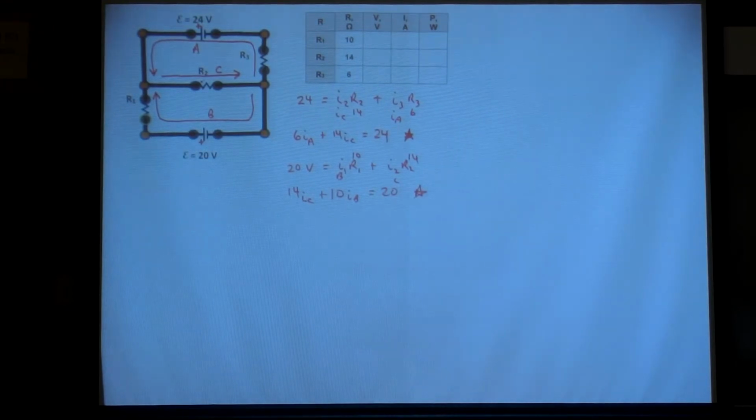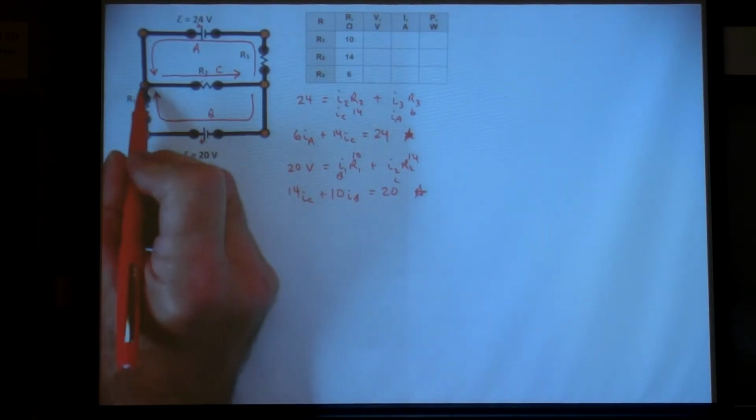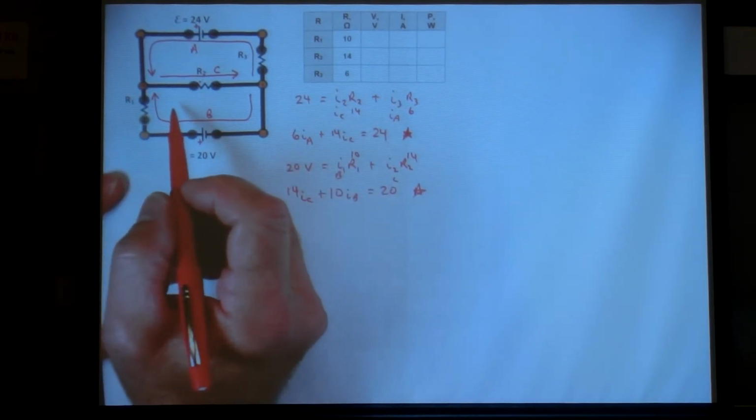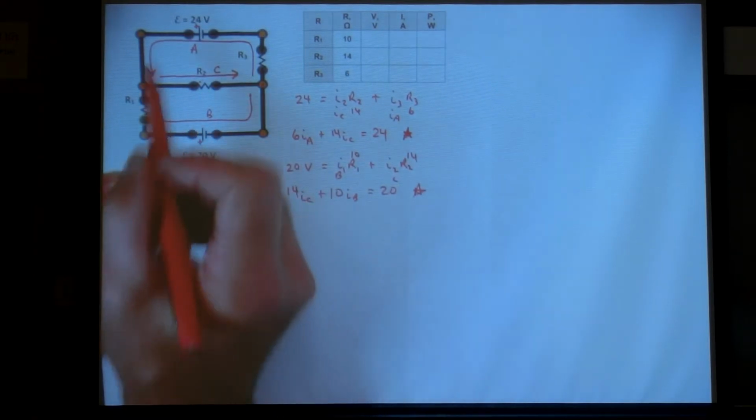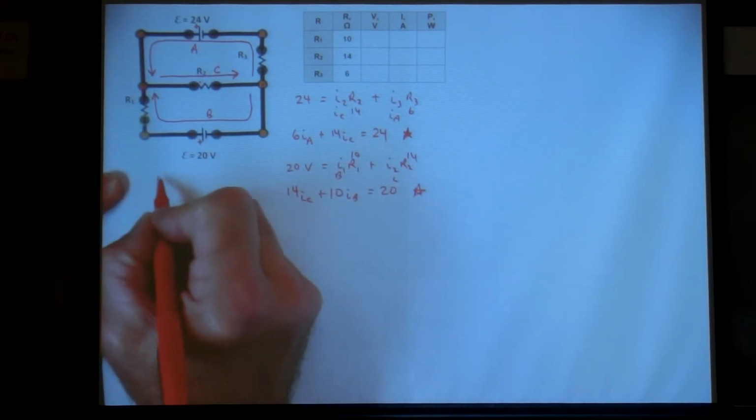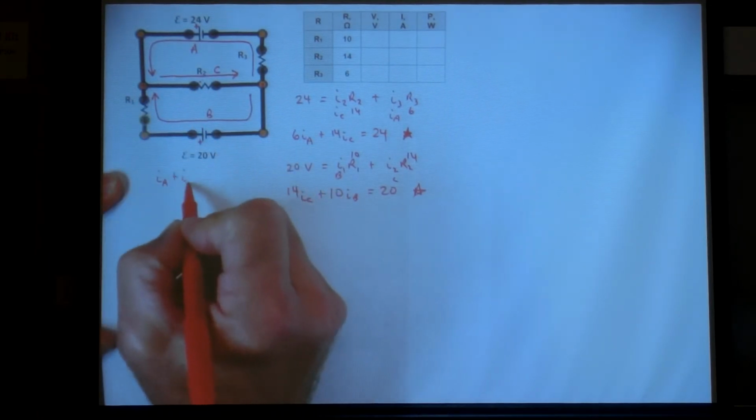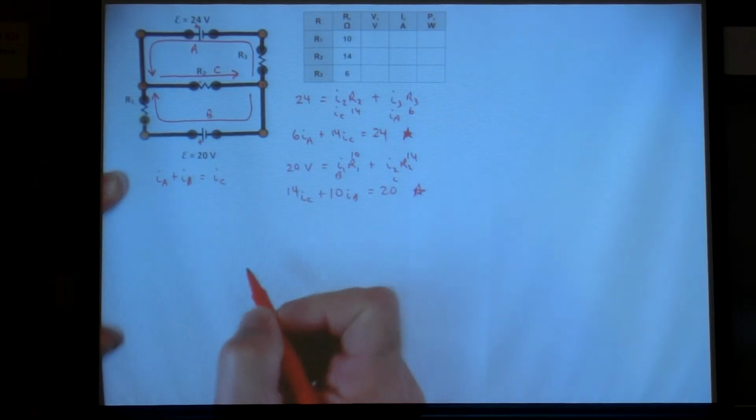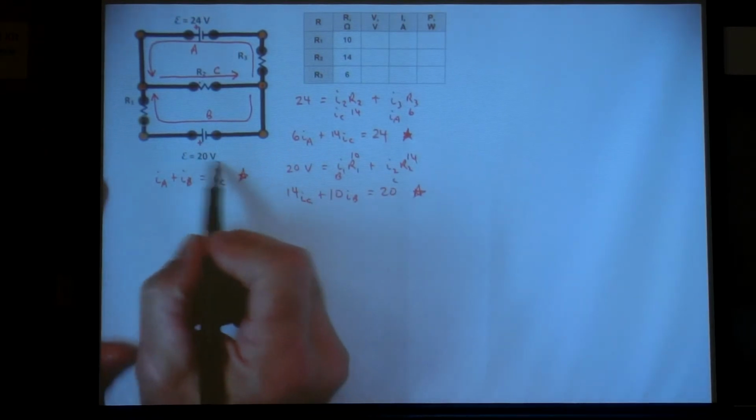Now the third equation we're going to write uses a junction. The two junctions that are relevant here are to the far left and to the far right. Remember, Kirchhoff's junction rule says the current going into the junction equals the current coming out of the junction. Going into this junction is current A and current B. So they're going to add together to equal the current coming out, which is current C. Those are our three equations.